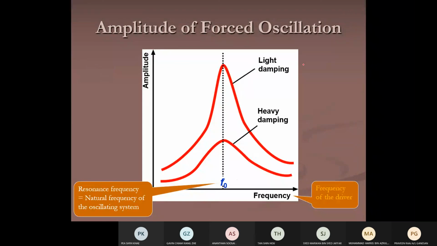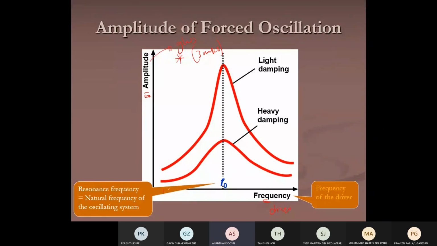Okay, this is another important graph. One year they asked a 3 marks question: explain the graph. What is this graph? Amplitude versus frequency. Let's say you have an opera singer and a glass. This amplitude is the amplitude of what? Of the glass or of the opera singer? It's actually the amplitude of the glass. And this frequency is the frequency produced by the driver, in this case maybe the opera singer.